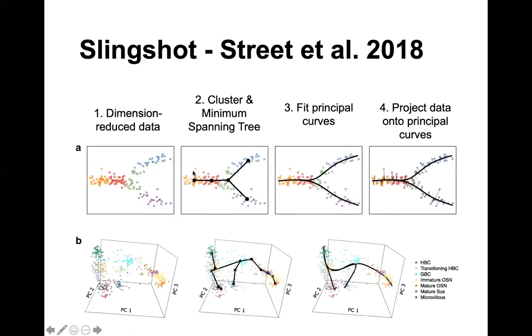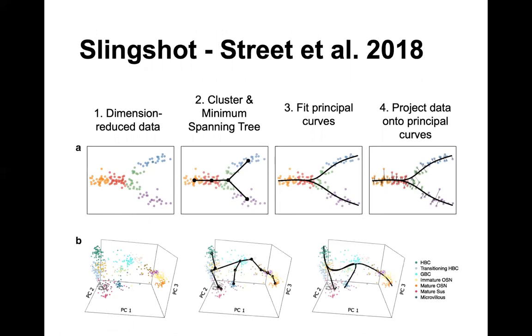So Slingshot was developed in 2018, and the way that this works is first you run this algorithm on a dimensionality reduced embedding of the data, say 2 or 3 principal components. I know that that's low, but that's what they do. You can imagine 5 or 10. In the notebooks, you can play around with this. You could also use Fate as a basis for Slingshot, which I think we also are going to do in one of the notebooks.